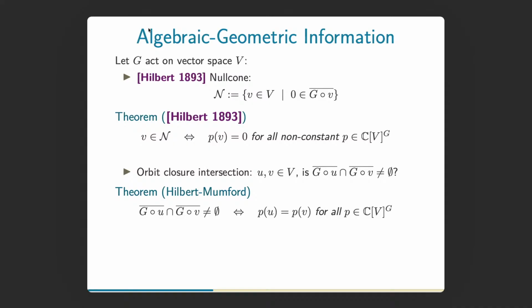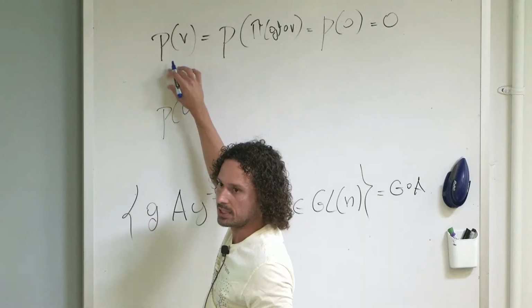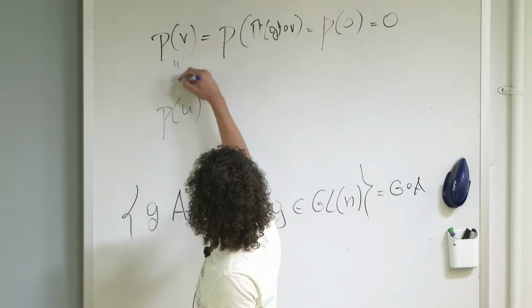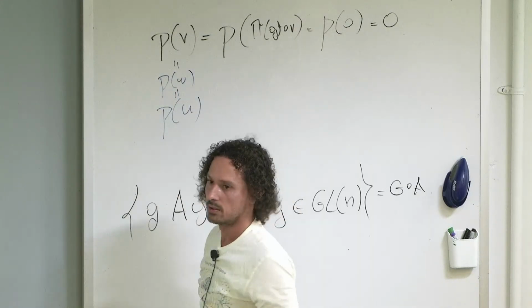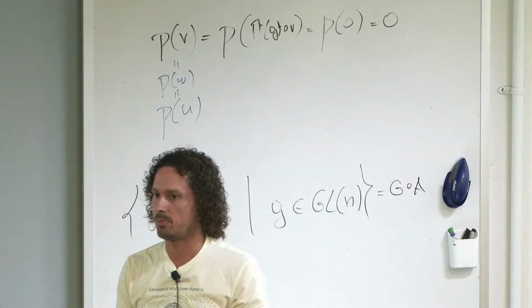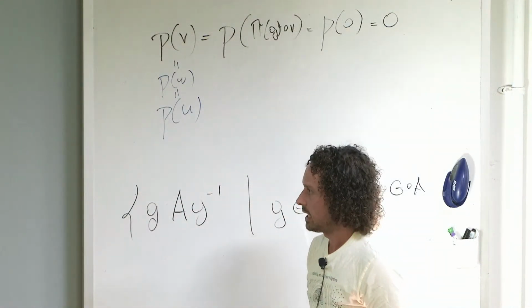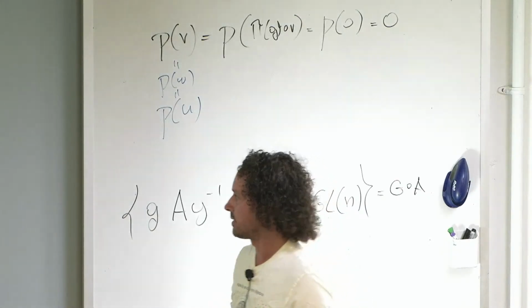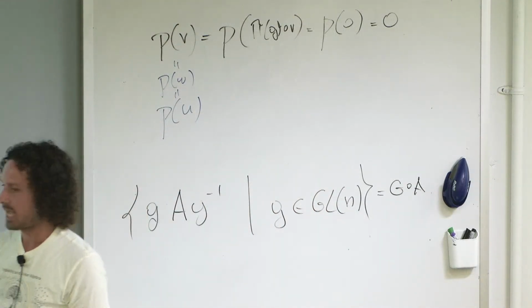Which makes sense again, and there's an easy direction. If the orbit closures intersect, I can do the same reasoning: take P of V and take P of U. Since the orbit closures intersect, I can scale U and scale V towards the same point, which means the values will be the same as the value of the element in the orbit closures. Does that make sense? So one direction is easy, the other direction again is hard, but you can prove it.